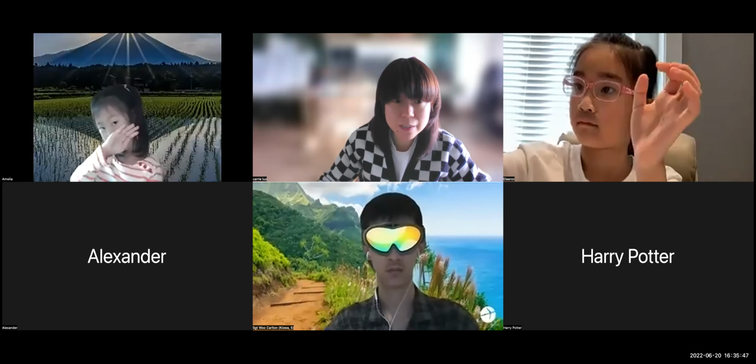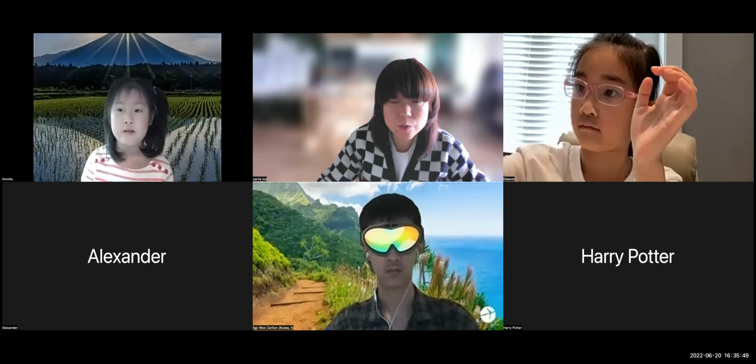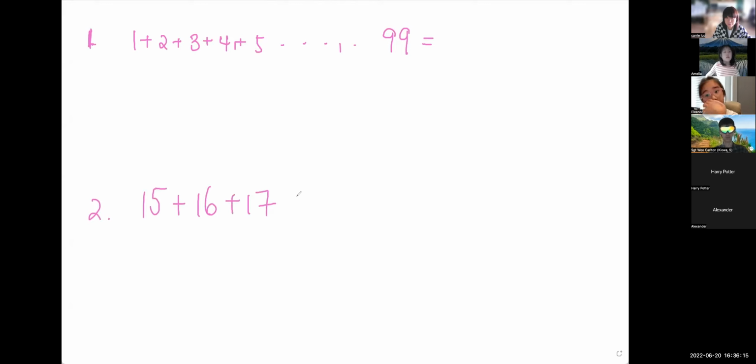So now we spend a little bit more time on the questions we learned last week. Okay, I want to review this one. Let's take a look. If I have 1 plus 2 plus 3 plus 4 plus 5 plus all the way to 99 equals what? Number 2: 15 plus 16 plus 17 plus all the way to 105 equals what? Okay, everybody, please.